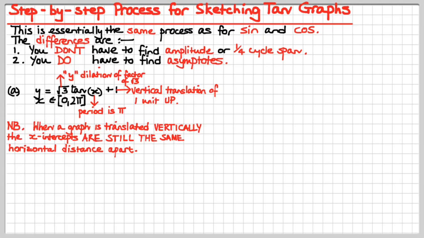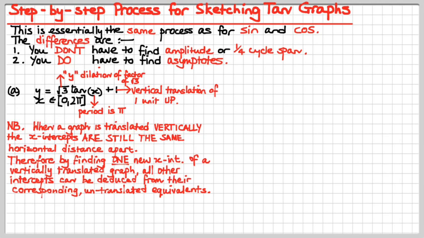Now, this is because of the nature of tan, because it repeats itself exactly, and it's sort of discrete, doing exactly the same shape from one period to the next, but being discontinuous, unlike sine and cos. So this means that if you found one new x-intercept of a vertically translated graph, then all the other intercepts can be deduced from their corresponding untranslated equivalents, because you will know how far they are apart. They're one period apart, okay?